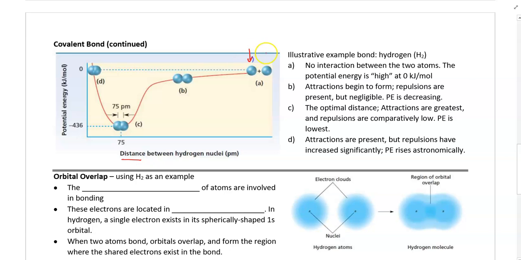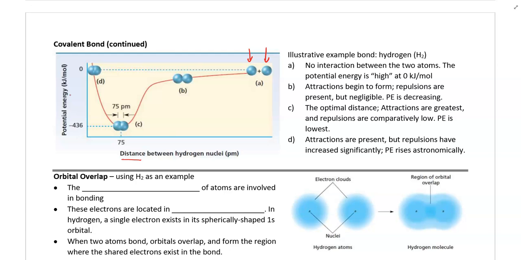You can see right here, on the very far right, these two atoms are very far apart. They're basically not even interacting at all. And then as you move towards the left, you get closer and closer. On the y-axis, we have something called potential energy. This potential energy is there because the electrons have some interactions, and because of the way they're arranged, they have a certain potential energy.